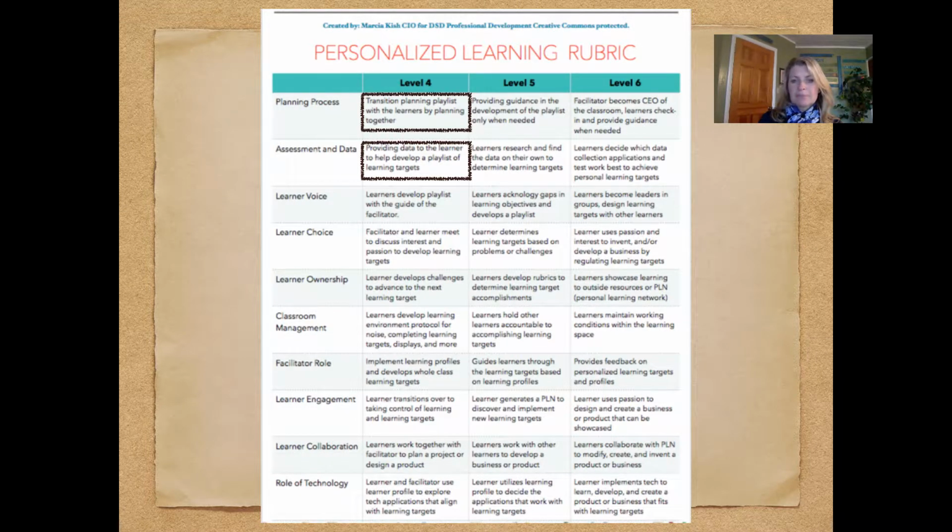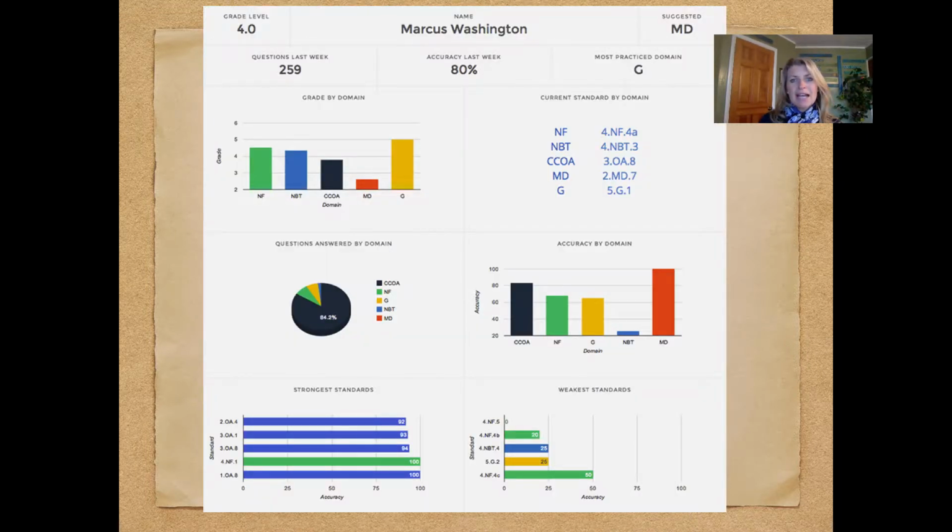Assessment and data. When I'm using the assessment and data, I now turn the power over to the students. And I say, okay, here's all your data that you have. What do you want to work on? Where do you think your weak area is, or where do you think your strong area is? What standard do you want to pick? The students are evaluating the data that we're getting from these online programs to determine where they want to move and how to move forward with their learning targets.